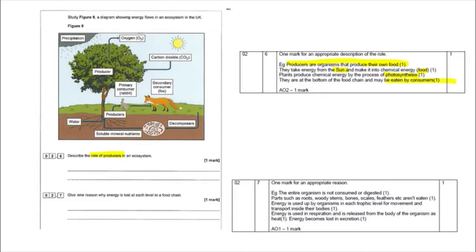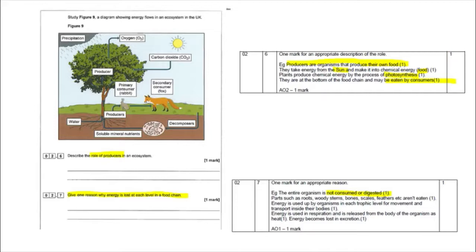2.7 is a bit harder, okay. One reason why energy is lost in the food chain, and quite simply, we don't eat everything. If you think about an animal eating another animal, it probably won't eat the bones or things, so that's going to lose some energy.